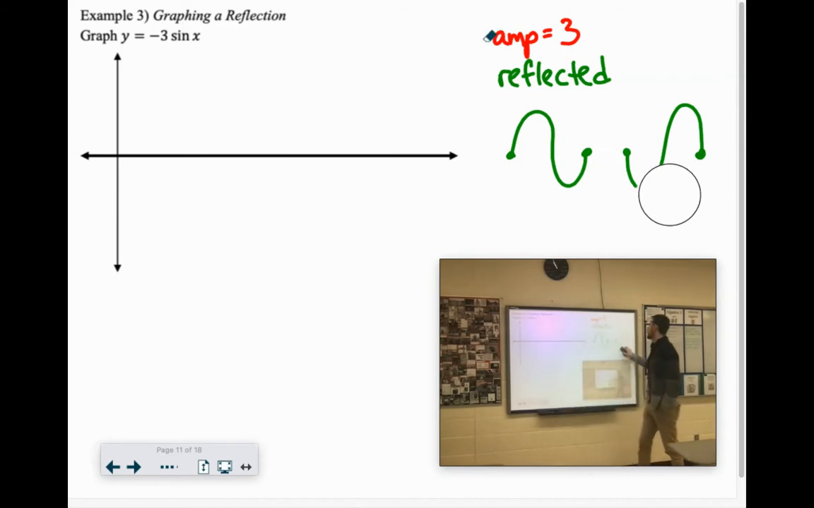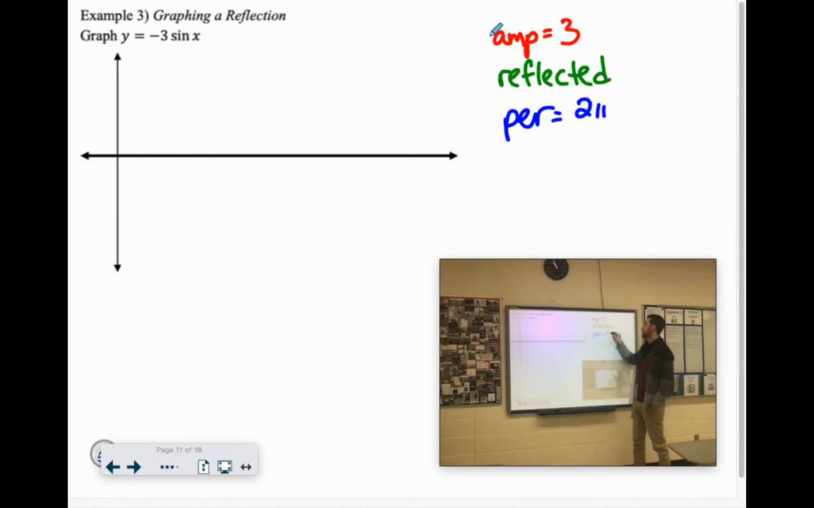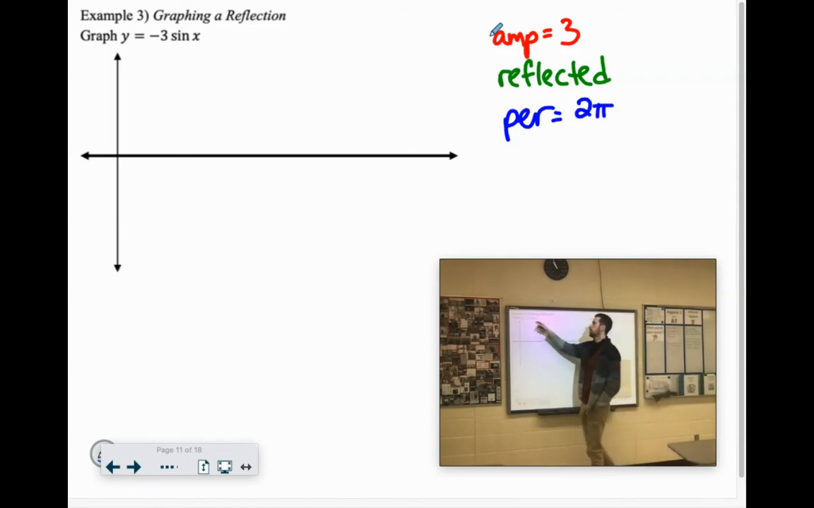All right. As far as figuring out the period, remember we just take 2 pi and divide it by b. b is whatever's between the sine or cosine and the x, which in our case is 1. So 2 pi divided by 1 is just 2 pi.